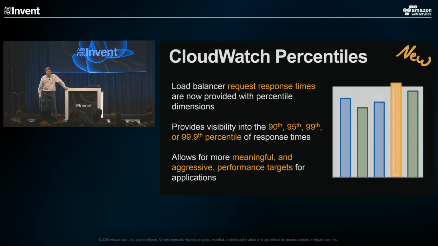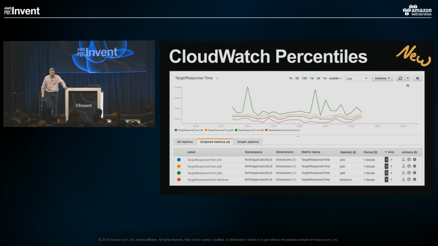All right? So we launched this last week, I think it was, and you can see that's what the graph would look like. So the green line is your P99, the yellow one is your P90, and then the other one's your P50. And P50 is a little different from average, but you'll get that view. So great visibility into the performance of your application.